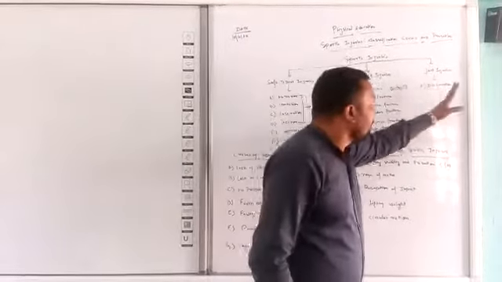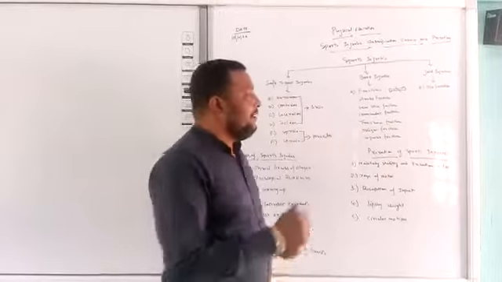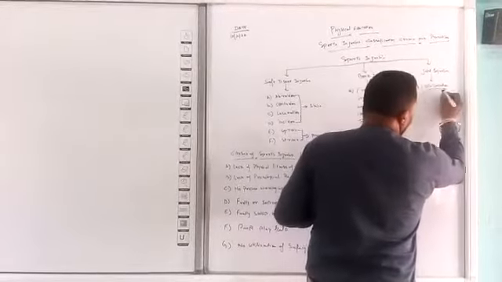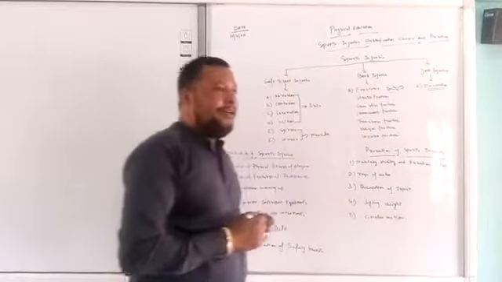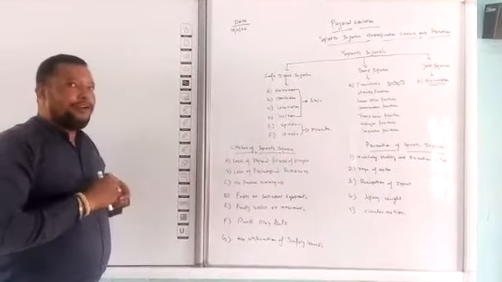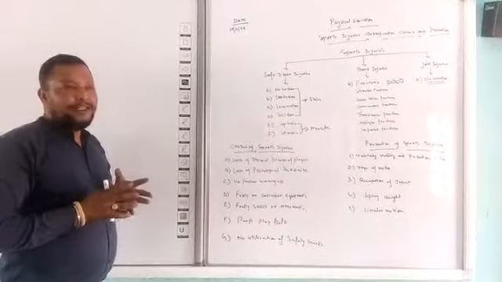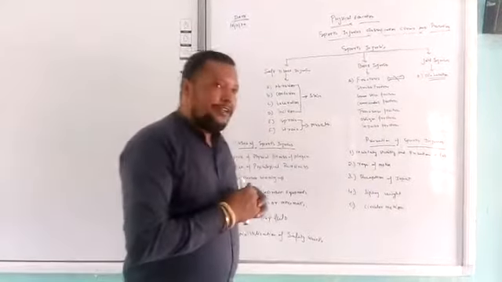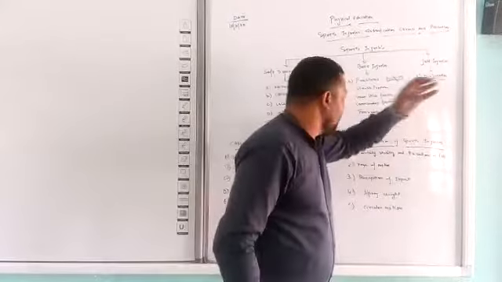Now come to the joint injuries, where the only injury that happens is known as dislocation. Dislocation means where the actual position of the joint is disturbed. Where the actual position of the joint is disturbed, that is known as a dislocation.